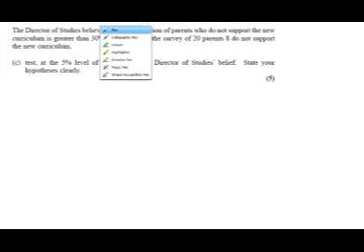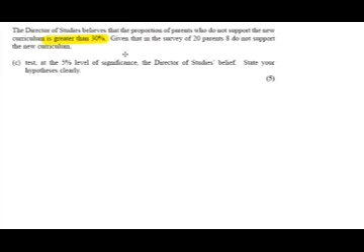The Director of Studies believes that the proportion of parents who do not support the new curriculum is greater than 30%. Given that in the survey 20 parents do not support the new curriculum, test at the 5% level of significance the Director of Studies' belief. State your hypotheses clearly. All right, so we're going to go ahead and look for some clues in the question. The Director of Studies believes the proportion of parents who do not support the new curriculum is greater than 30%. Okay, that's going to help with my hypothesis setting.